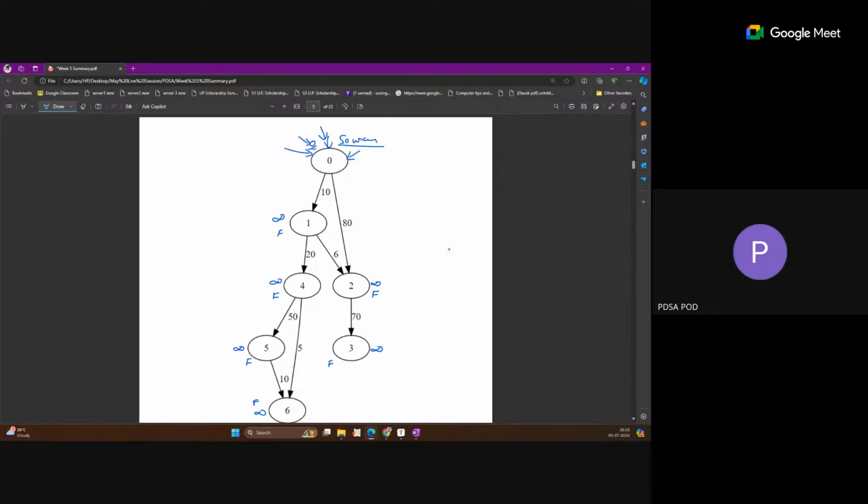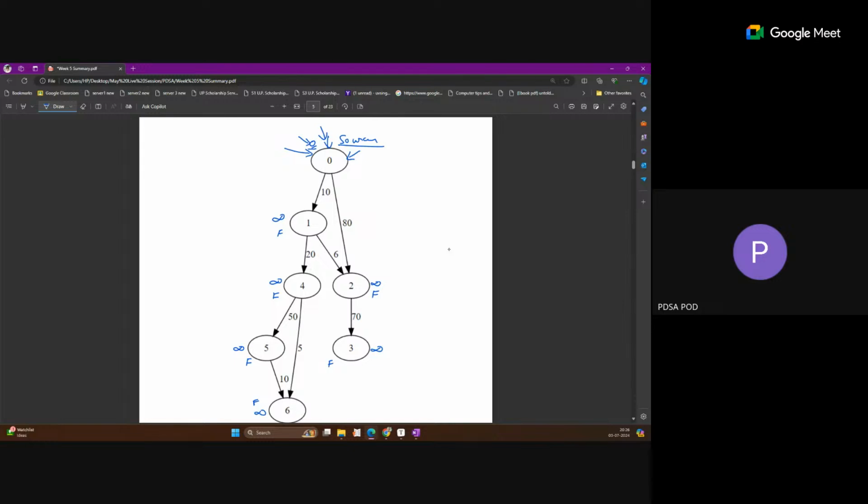After selecting this vertex, we check what the adjacent vertices are. That means 0 to 1 and 0 to 2. These are the two adjacent vertices where we can move: 0 to 1 we can move, 0 to 2 we can move.